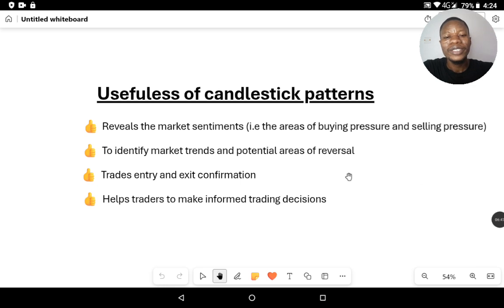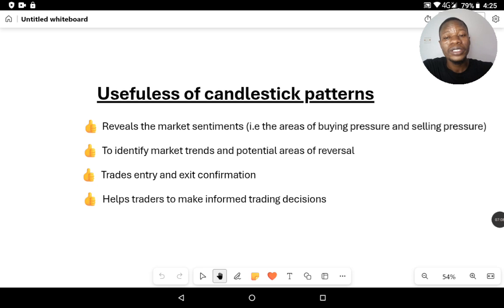So the usefulness of learning candlestick patterns is, number one, it reveals the market sentiment. Yes, it shows us the areas where we have buying pressure and areas where we have selling pressure. Number two, it identifies market trend and potential areas of reversal.